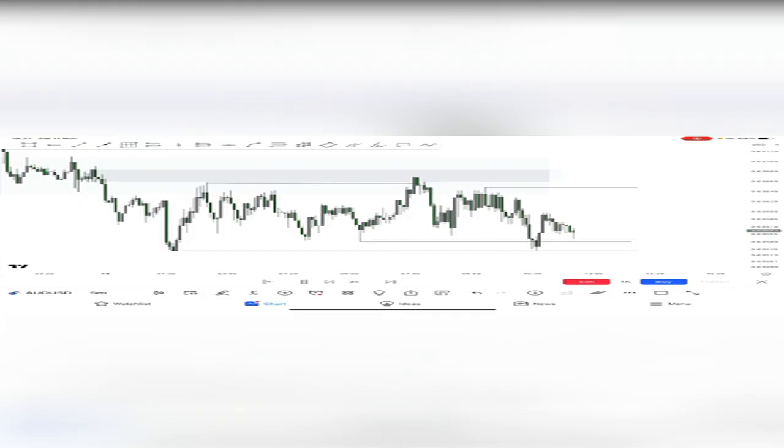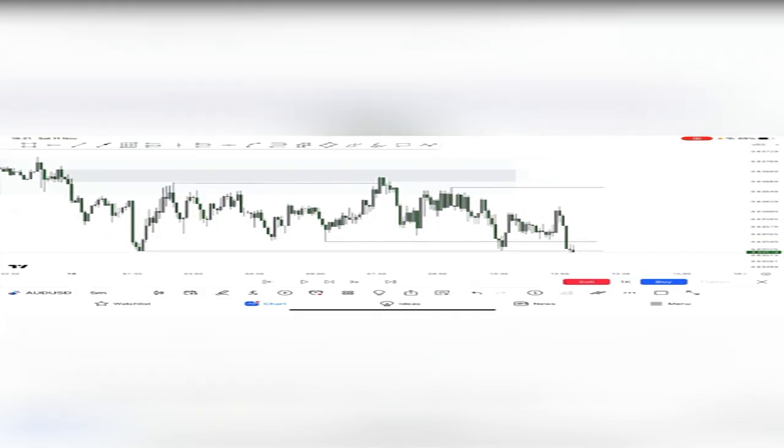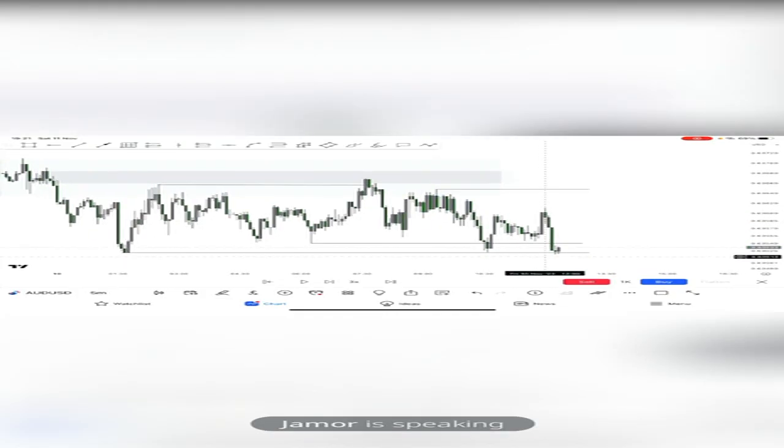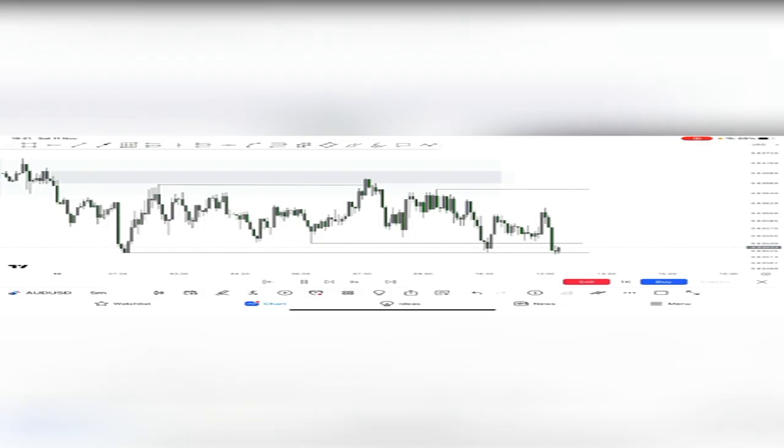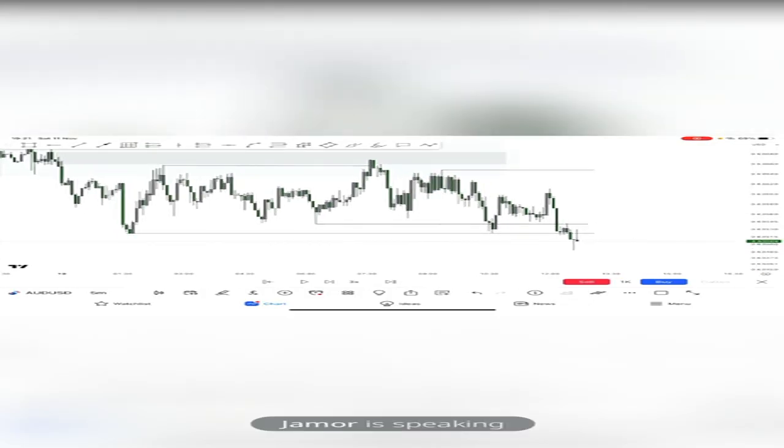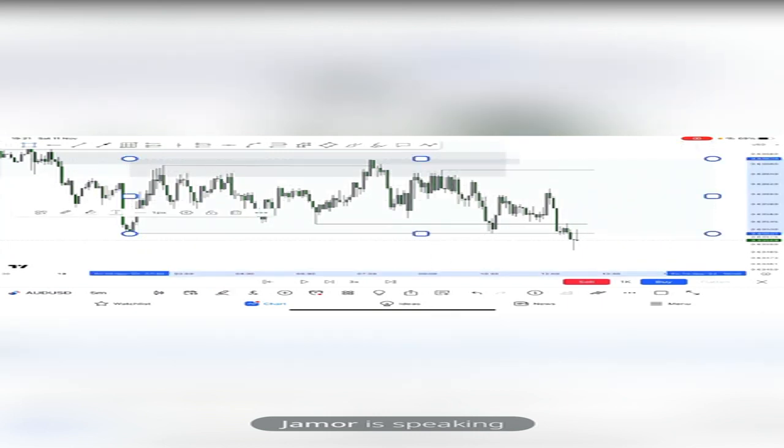Finally taking that low. So this whole thing here is a consolidation actually. It's not a major structure.